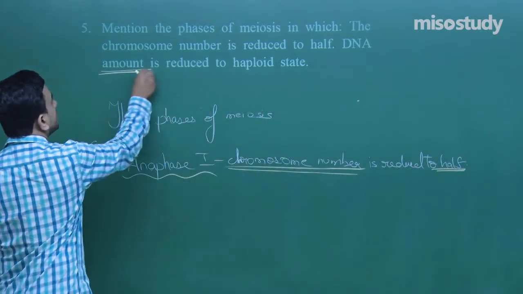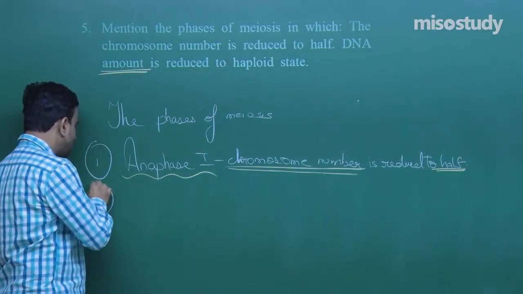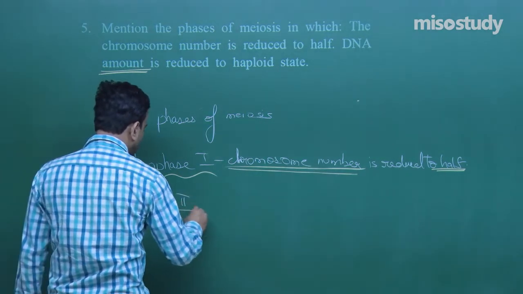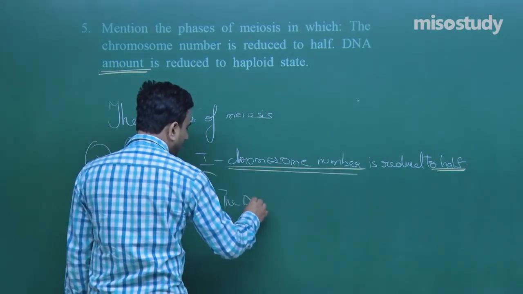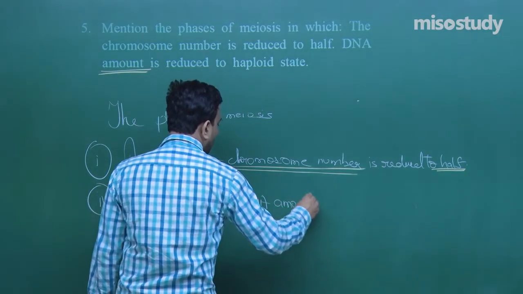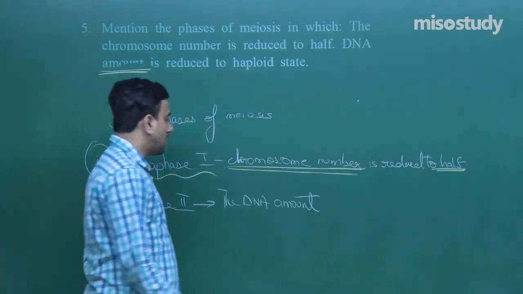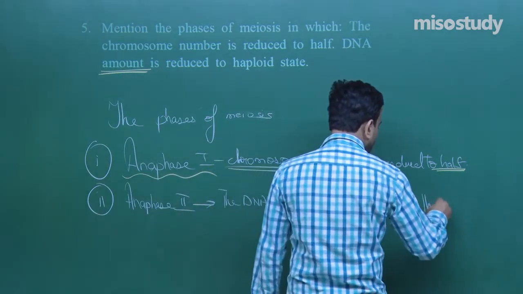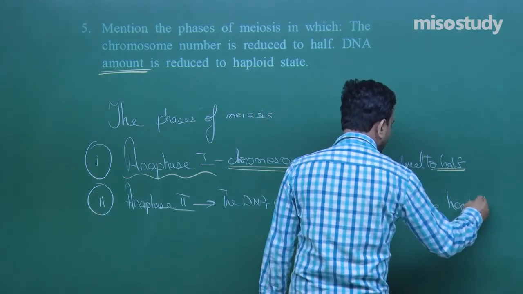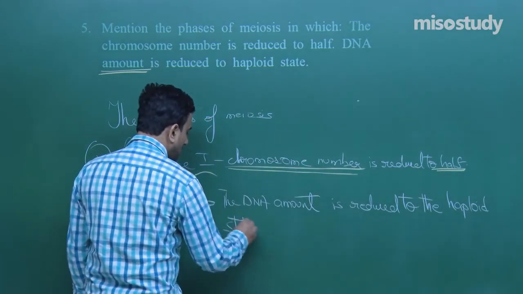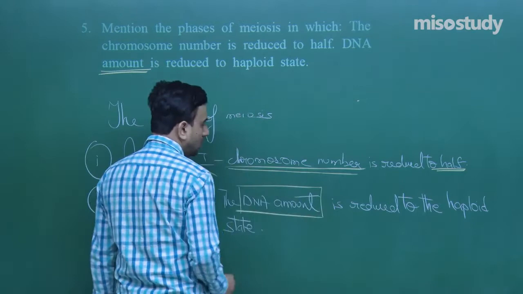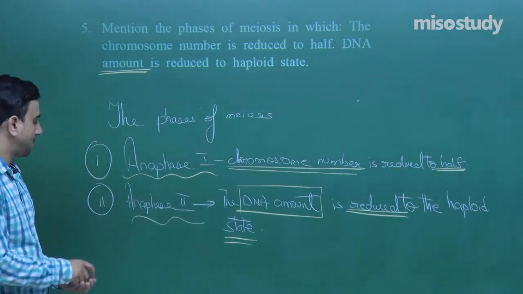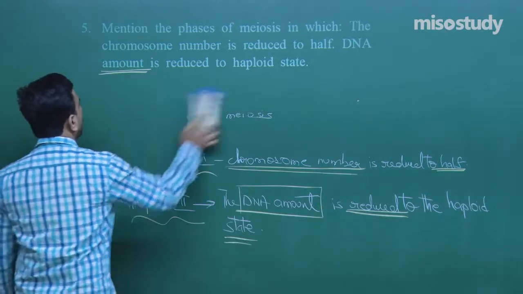And the DNA amount is reduced to the haploid state in anaphase 2. The DNA amount is reduced to the haploid state, where? In anaphase 2. We now move on to the next question.